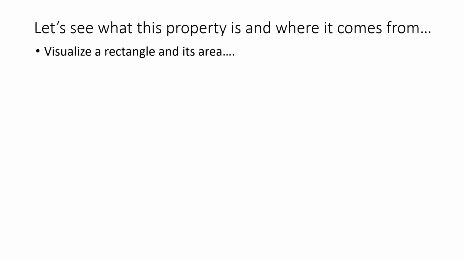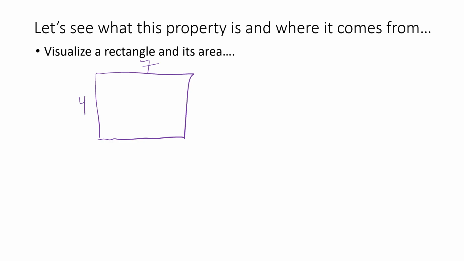So we're going to take some time in this lesson to see what this property is and where it comes from. And we're going to do this by visualizing a rectangle and its area. So starting off, we can draw a little rectangle here, and we're going to use a 4 by 7, but I just picked those numbers out of the air. You can pick any numbers you want, and you can do a similar illustration with them.